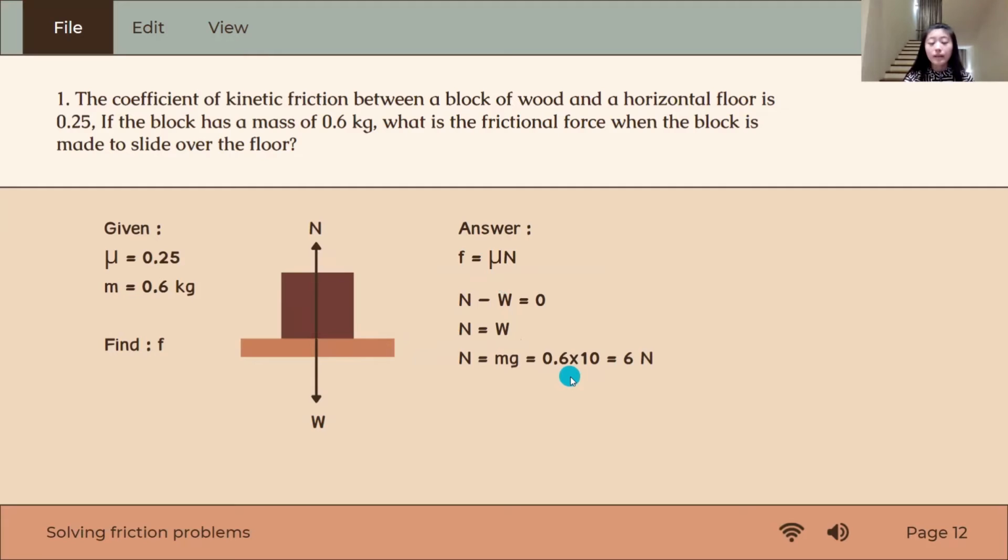Why do we use 10? It is because the gravitational force is not given in the question, so we use 10 instead of 9.8. 0.6 times 10 equals 6.